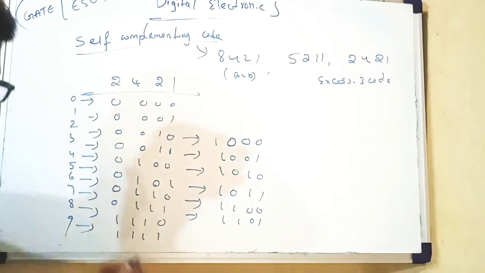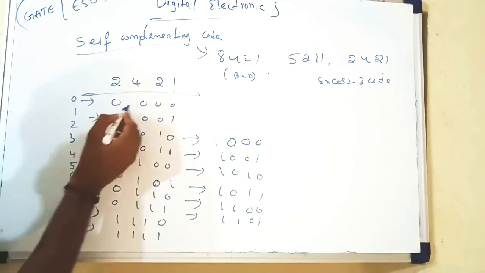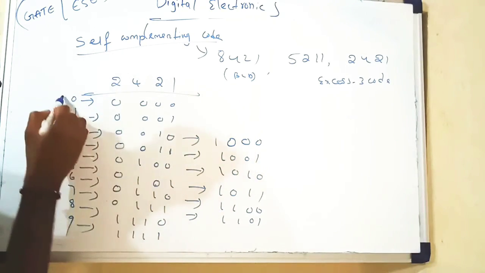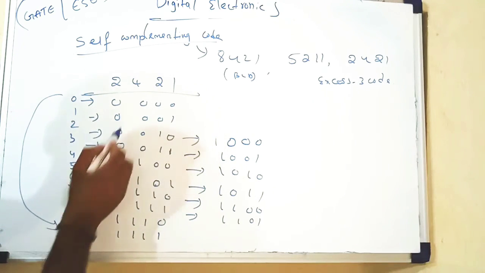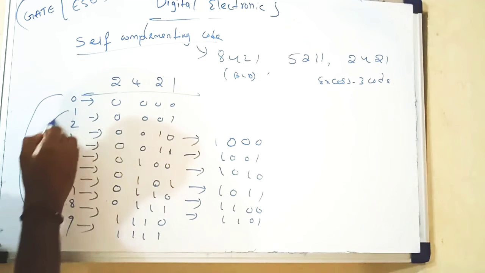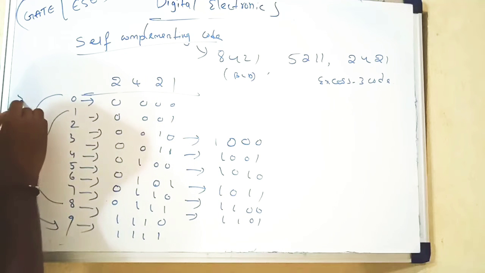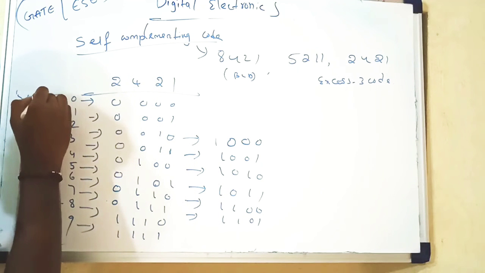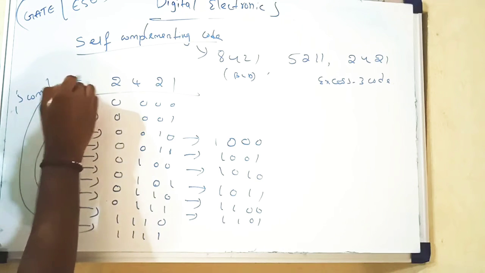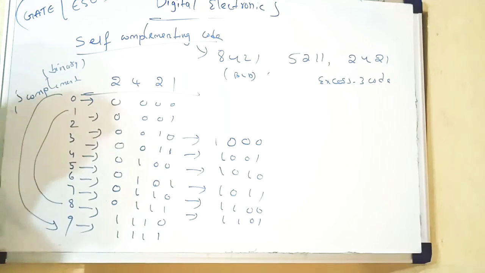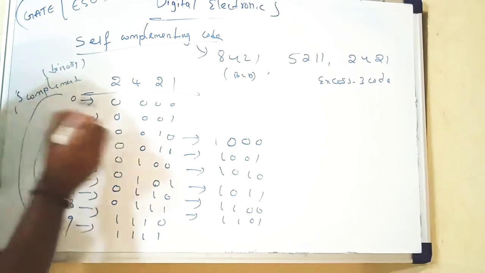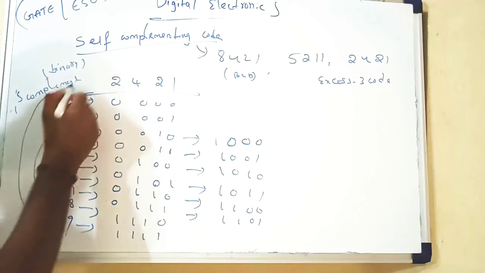Now we will see the complement. For 0, the complement of all zeros is all ones. For 0001, the complement is 1110. Here this is nothing but the ones complement. If you want to take it in decimal, it is nothing but the 9's complement. As we are taking the binary, take the ones complement.